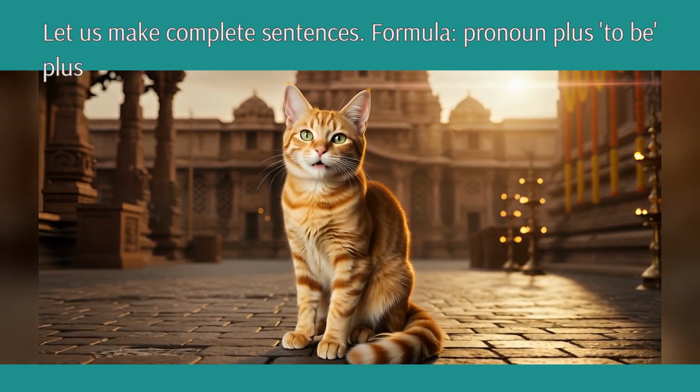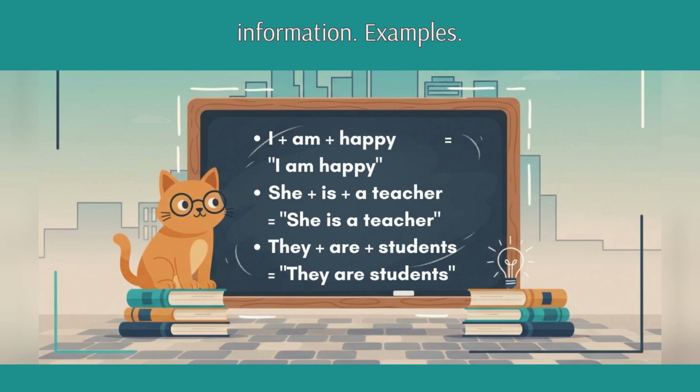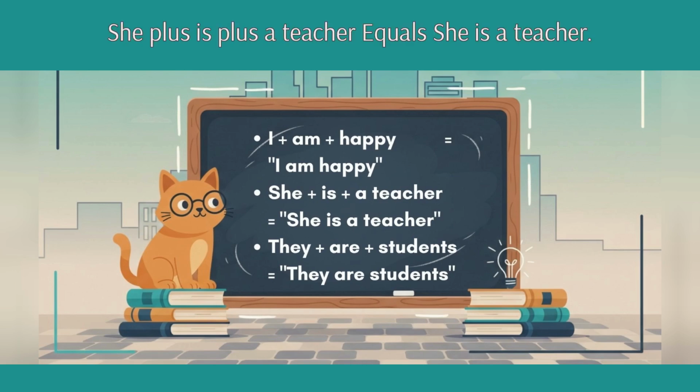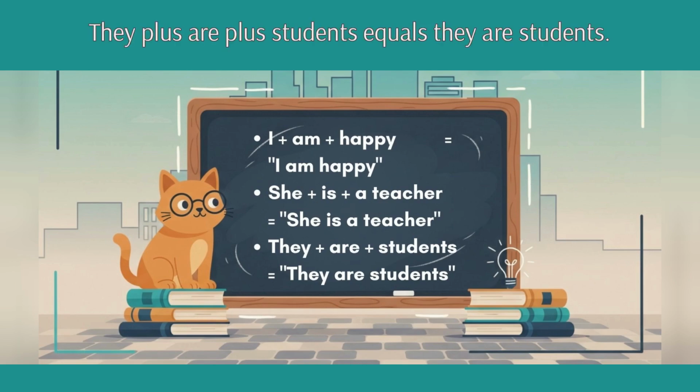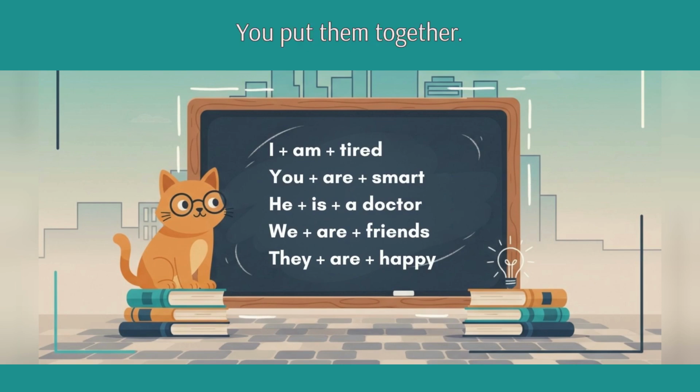Now the fun part. Let us make complete sentences. Formula. Pronoun plus to be plus information. Examples. I plus am plus happy equals I am happy. She plus is plus a teacher equals she is a teacher. They plus are plus students equals they are students. Let's practice. I will give you pieces. You put them together. I plus am plus tired. You say, I am tired.